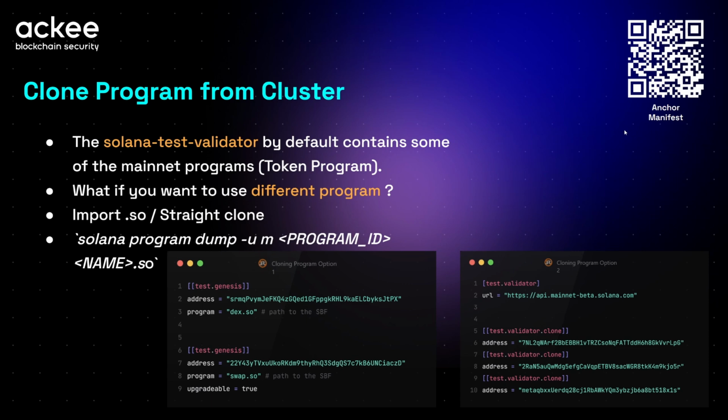Again, in the right corner, just not to forget, you can see a QR code that leads to the documentation of the manifest. We will include all of the options that can be specified in the Anchor TOML file in the materials.